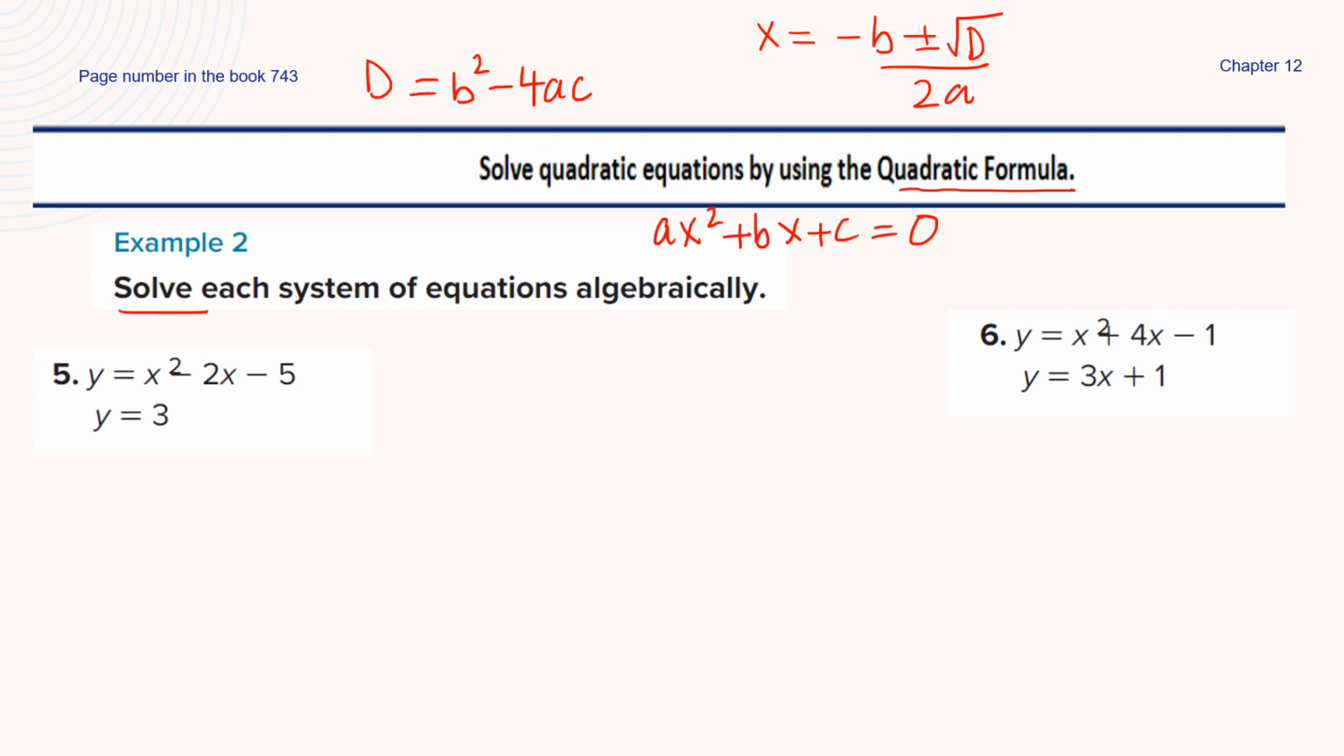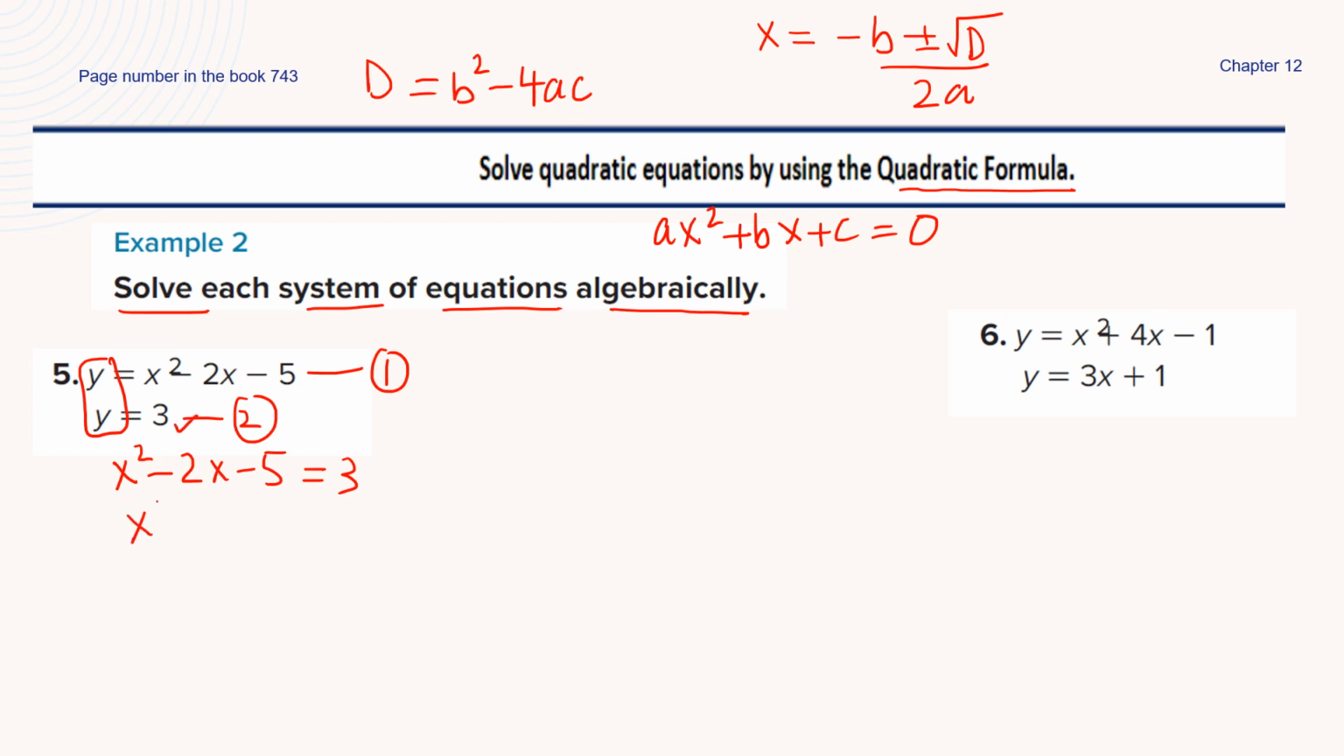So here we have to solve each system of equations algebraically. That means we are going to use the quadratic formula and our knowledge of algebra. So you are given two equations. We'll use these two equations for solving. So I'm going to substitute y equal to 3 from equation 2 to equation 1. So the first equation becomes x square minus 2x minus 5 equal to 3. I have replaced y with 3.